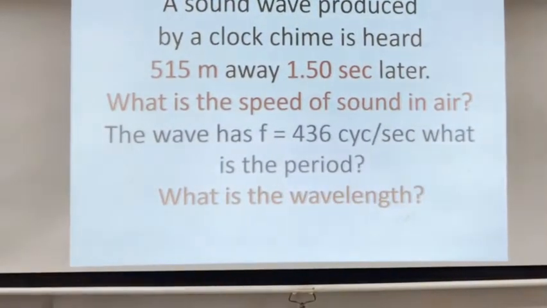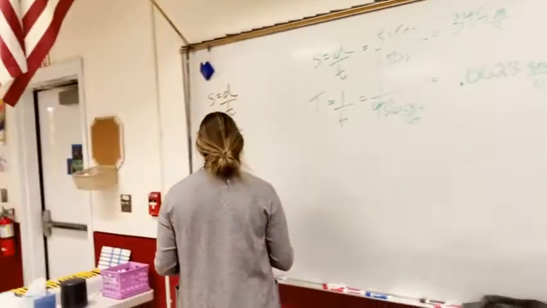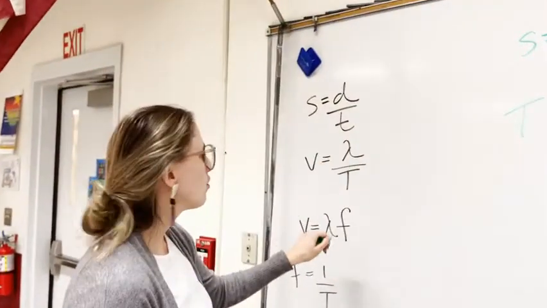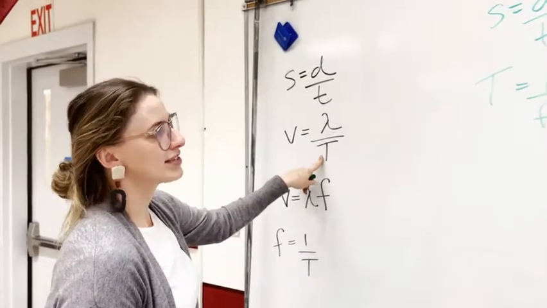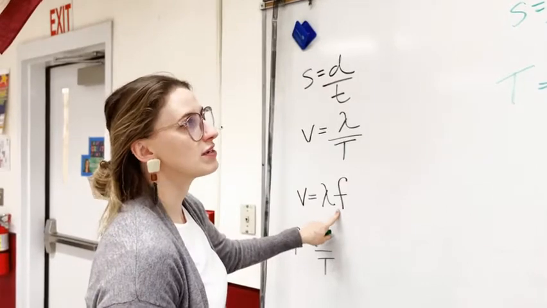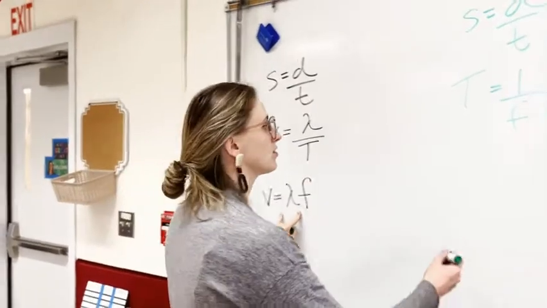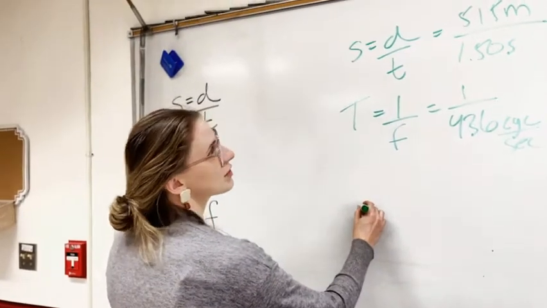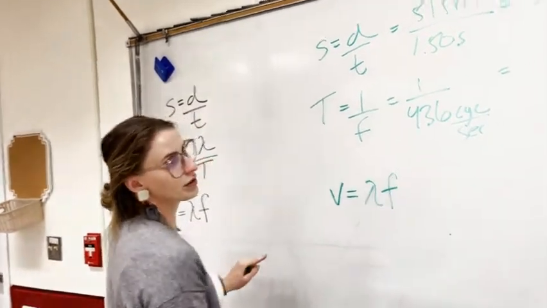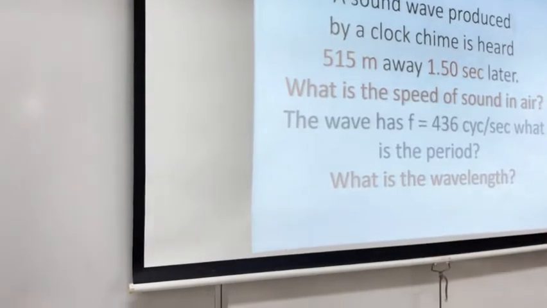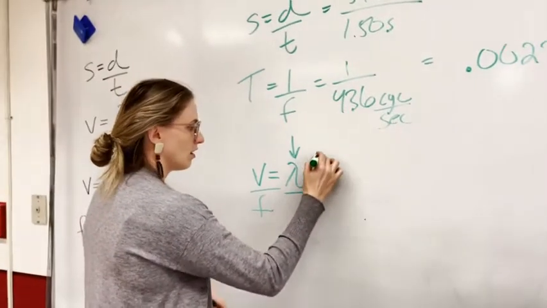What is the wavelength? I've got period and frequency, and I might have miscalculated this, though. I'm going to use what was given to me. I've got the speed, the velocity, so I'm going to use this equation. I want to know the wavelength, so I'm going to divide by the frequency. Those cancel.